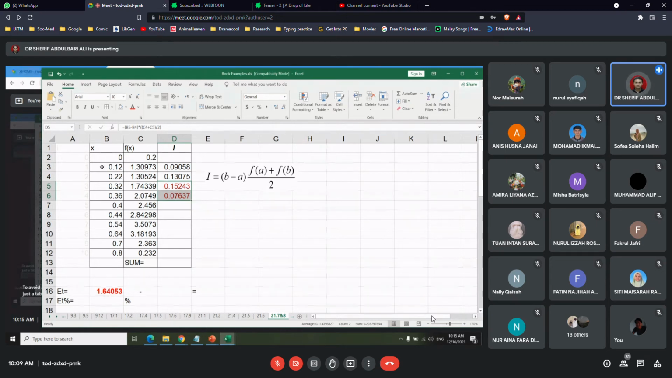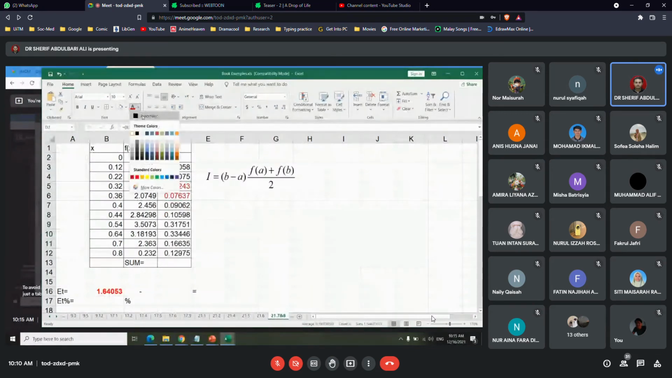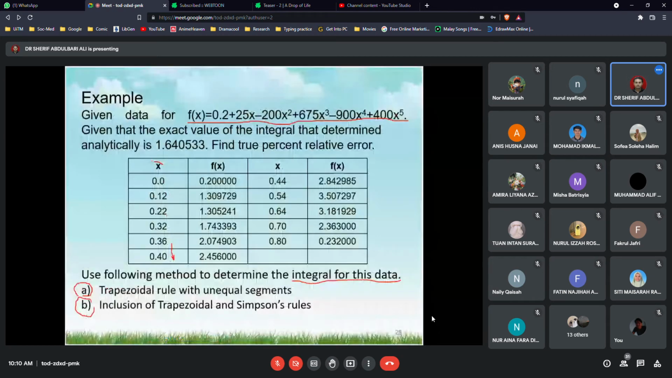Okay, so this means you are going to continue with the rest of the segments, but I don't want you to do it. It's tedious work. At the end, you are going to total up all these values, so you get the answer equal to 1.59. In the example, the true value is given here.